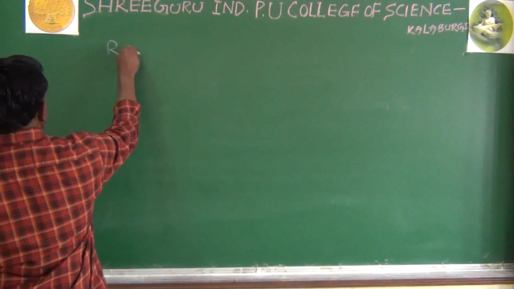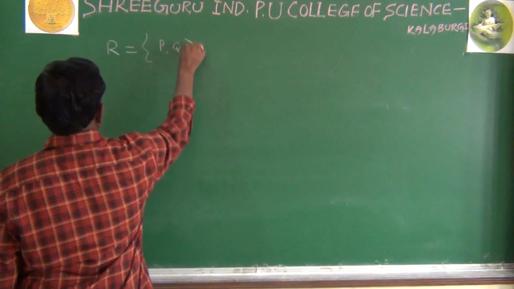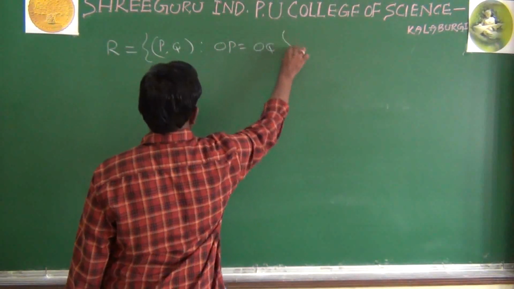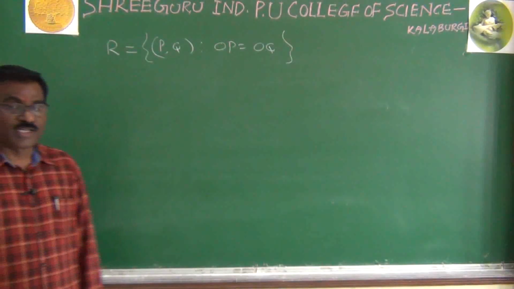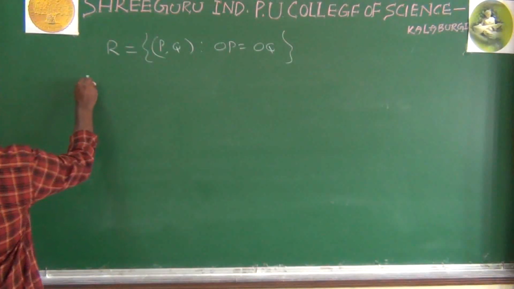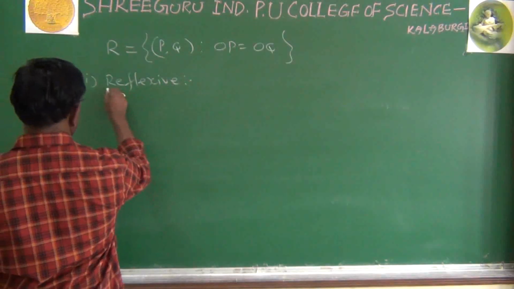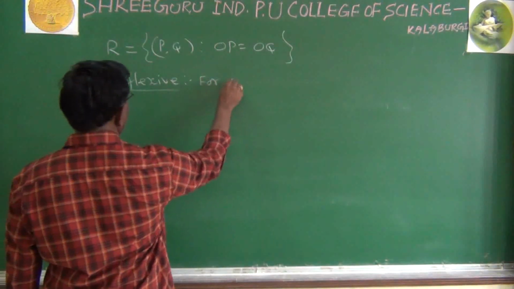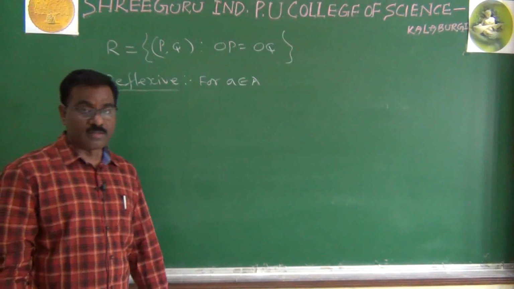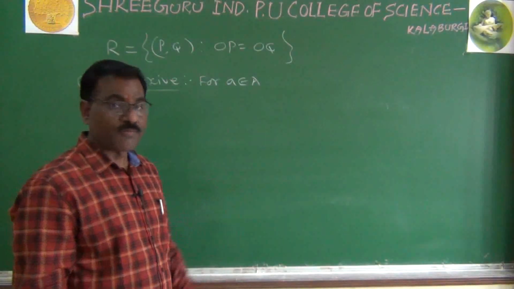Now what is the relation R? R equal to {(P, Q) such that OP equal to OQ}, but P, Q belong to set A only. Then you start first with reflexive. The problem is very simple. Reflexive: take any element that belongs to set A. This element belongs to set A.